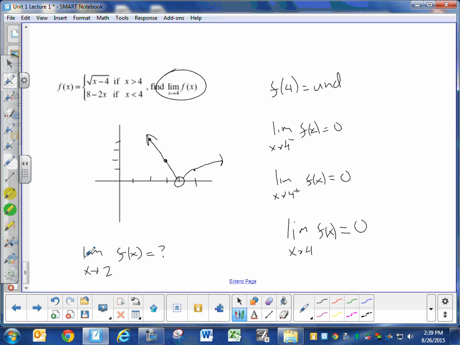But here's another problem. What is the limit as x approaches 2 of f of x? Well, let's think. As x approaches 2, my function is approaching, okay, we're just worrying about this piece of the function. As x approaches 2, my function is approaching 4 from both the right and the left.